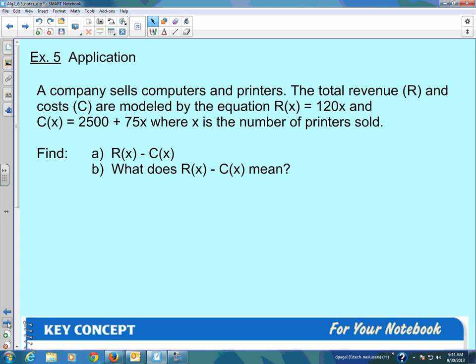Where might we see some of these operations going on with functions? Well, we have that here in the world of business. We've got revenues represented by our variable r. We have costs represented by c. And the two equations that correspond to those. So our revenue equation as a function of x is 120x. Our cost equation as a function of x is 2500 plus 75x. Now x is representing the number of printers.